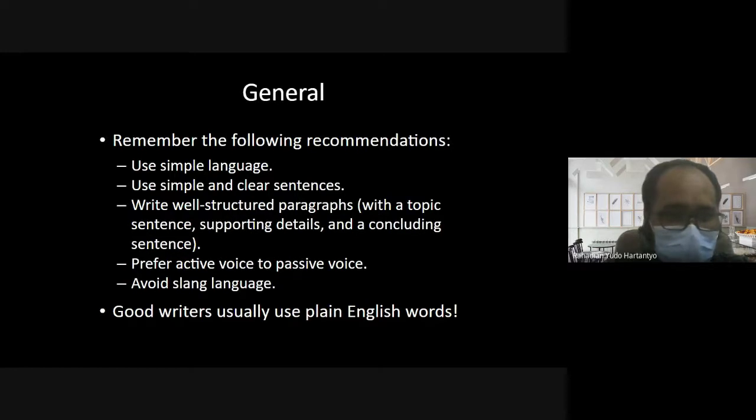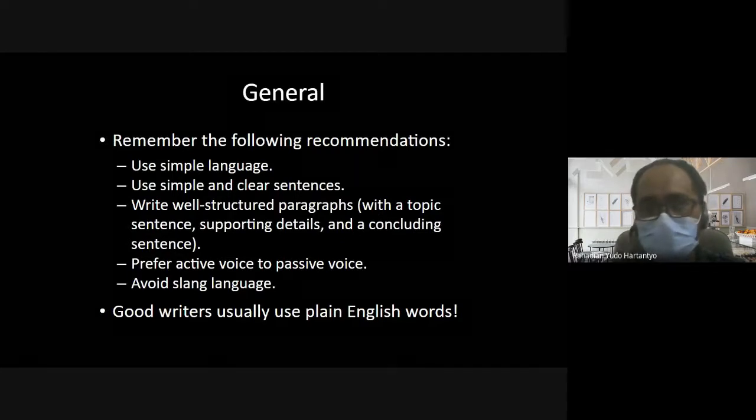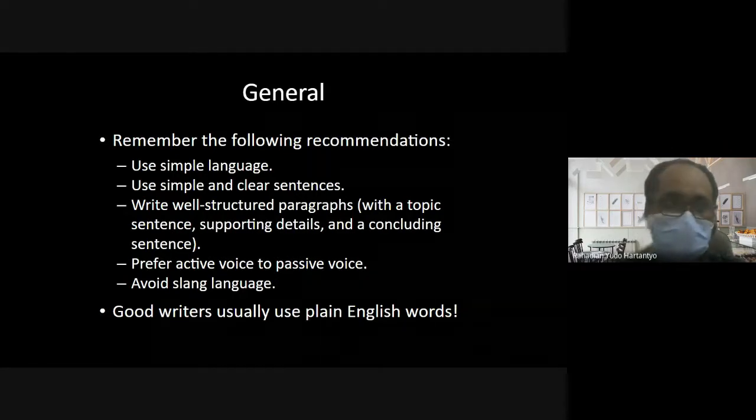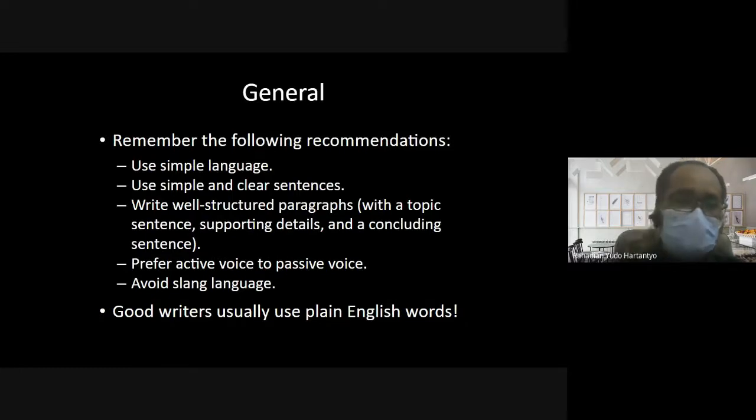Then write well: structure your paragraph with a topic sentence, supporting details, and a concluding sentence. Prefer active voice to passive voice. Even if you write your scientific article, active voice is much better than passive voice, because in passive voice we will have several difficulties, like the subject that we cannot directly mention. The sentence becomes longer, and then not simple again.